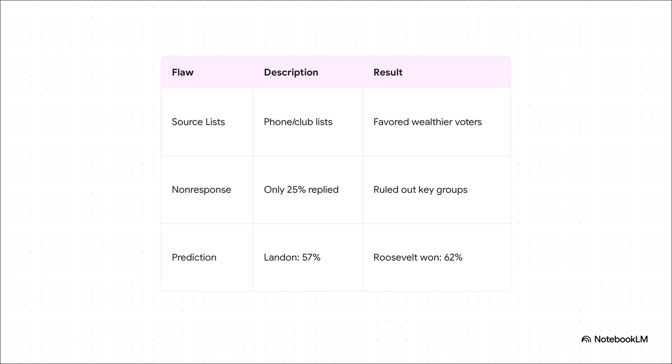Well, their sample was totally biased. Their polling lists came from phone directories and club memberships, which massively overrepresented wealthier voters. And on top of that, only a fraction of people even replied. So even though their sample was huge, it wasn't representative of the country at all. And that's a fundamental mistake we still see being made all the time, especially with things like online polls.